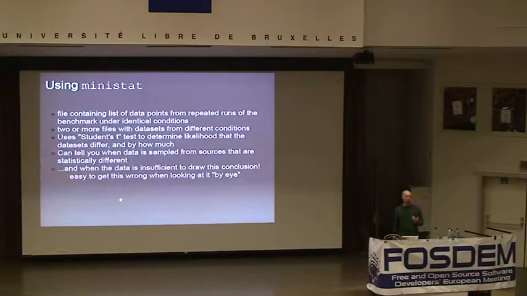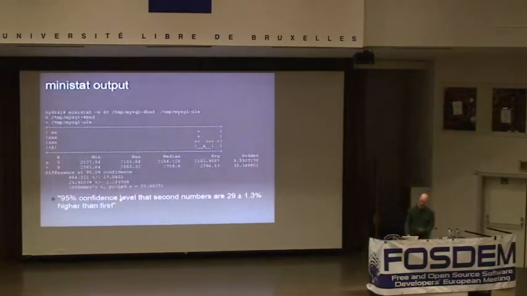It's very easy, when you're looking at a set of data where some numbers are higher but some numbers are lower after the change and you're not sure if it's made a difference, to assume that the numbers are actually going up, where the data may actually be insufficient in a statistical sense to draw that conclusion. So Ministat will tell you when this happens, and then it tells you that you need to get more data.